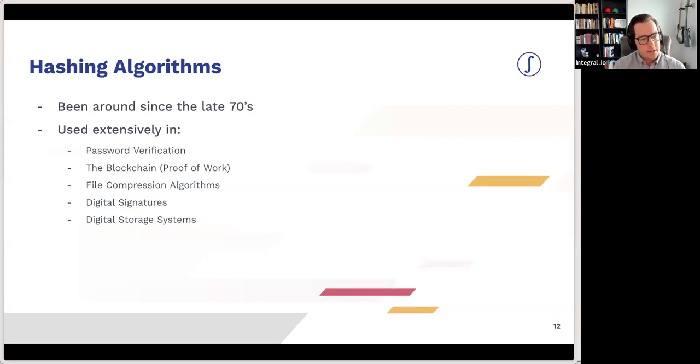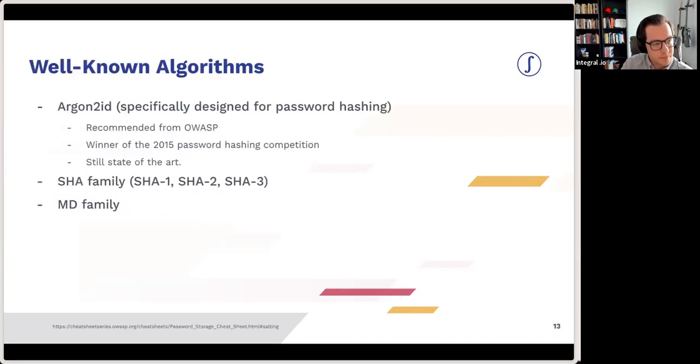So hashing algorithms get used in password verification. That's the use case we're going to talk about today. But they also get used in the blockchain, and they're actually central to the blockchain. If you've ever mined for Bitcoin, really what you're doing is running a hashing algorithm over and over again on different inputs until you get a certain output, which is what you're mining for. They get used in file compression algorithms, digital signatures, which we're going to discuss today as well, and storage systems as well. They're everywhere. So you've probably used one today without even realizing it.